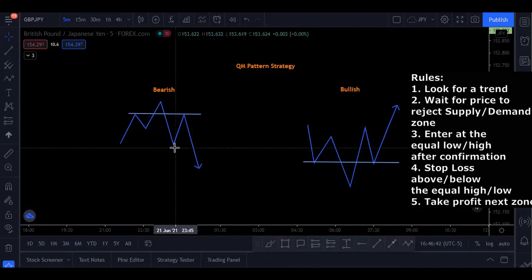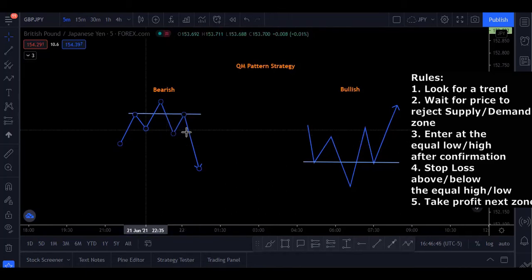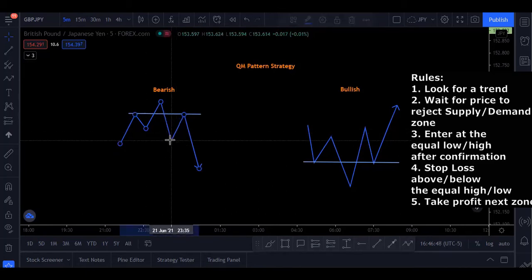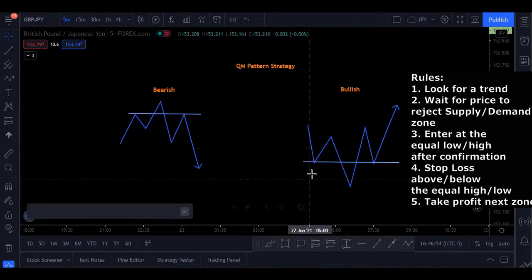It's not going to be always perfect. It can be like this. And you can take the breakout of the neckline, or you can just enter here and target the next zone. Okay. Same goes for a bullish pattern.